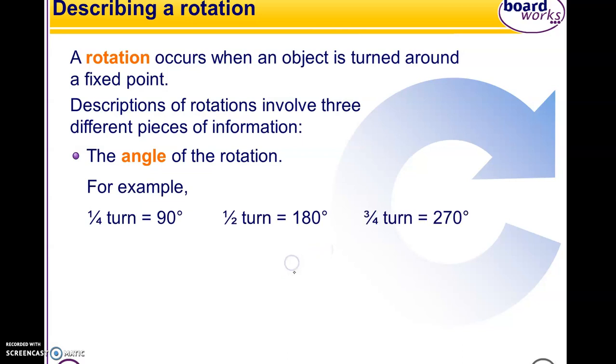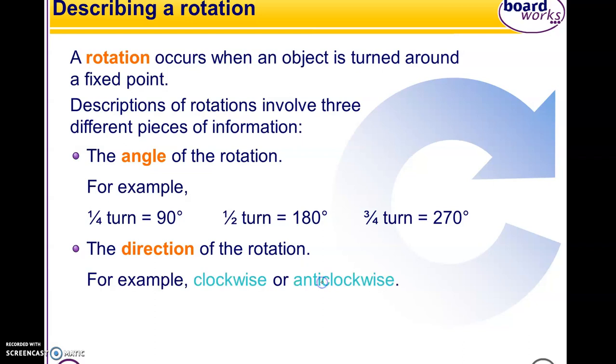We have three types of angles: a quarter turn, a half turn or a 3/4 turn. 3/4 turn is 270 degrees, half turn is 180 degrees, and quarter turn is only 90 degrees. After knowing the angle, you will know the direction of rotation. The direction should be right or left: right for clockwise, left for anti-clockwise or counterclockwise.